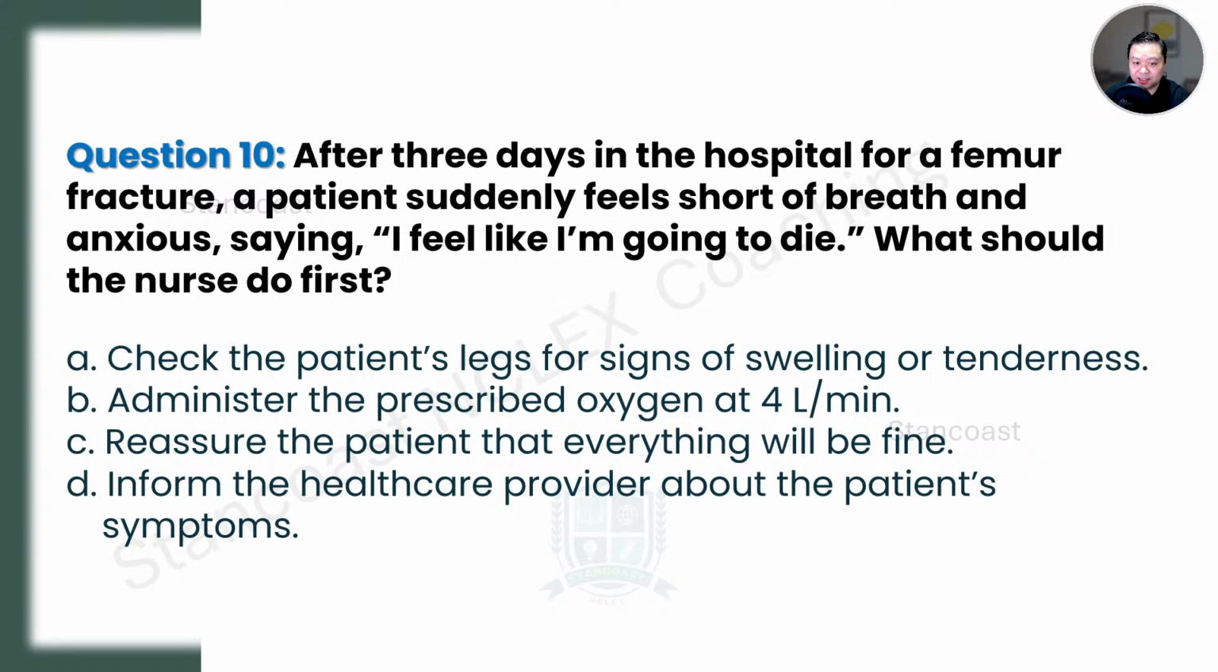Your patient stated this: "I feel like I'm going to die." What is your initial nursing action here? Take note that the patient has a long bone fracture, of course, the femur. And it states here, a sudden shortness of breath. Your action here should be to do letter B. Administer the prescribed oxygen at 4 liters per minute. This signals that the patient is having a pulmonary embolism. It is a medical emergency.